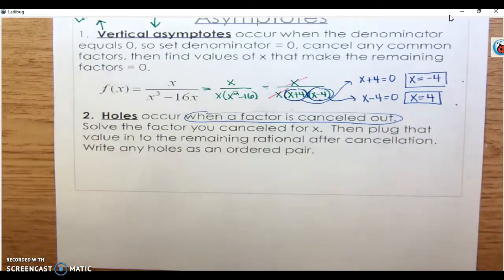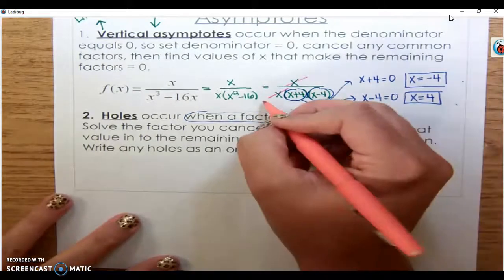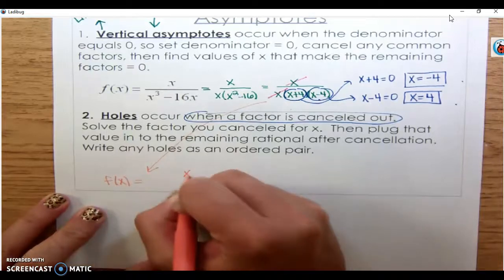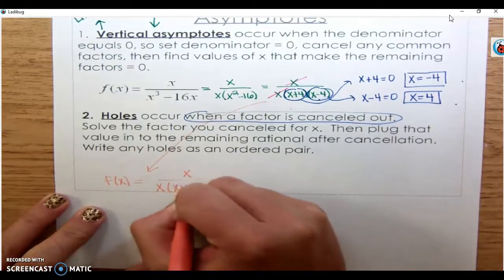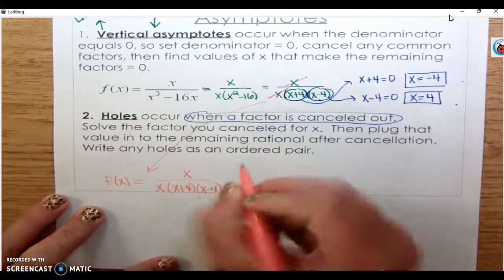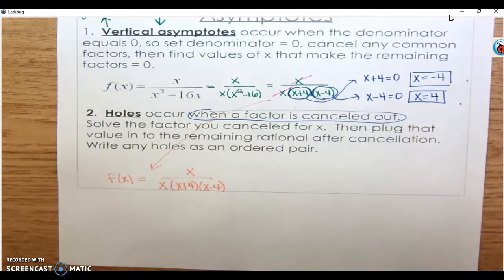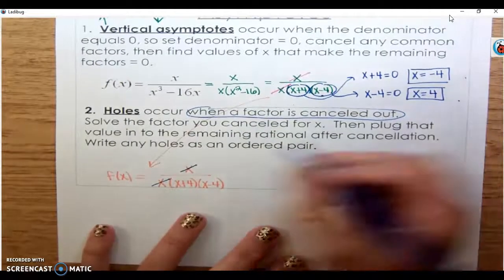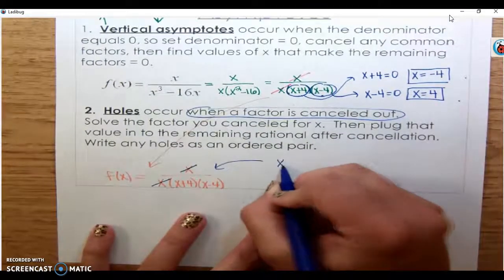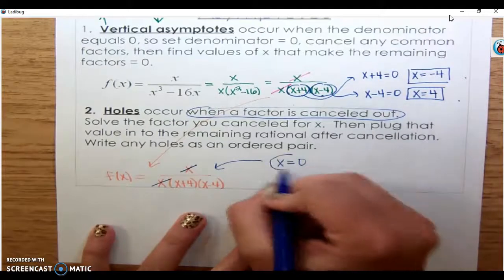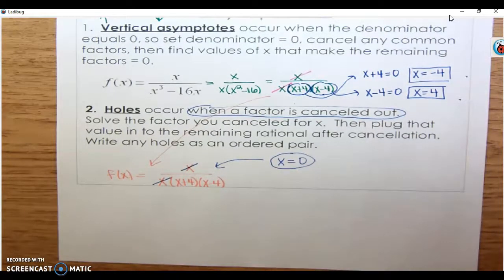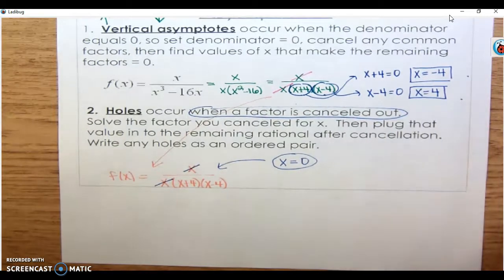So we're going to take the same f of x that we have here. We've already factored it. I'm just going to write this down here so you can see. We have x over x. So we canceled out the x's. Okay. So to get the holes, you care about what you canceled out. Because we canceled out x, we're going to set x equal to 0. Well, there's that part. Now, a hole in a graph is an ordered pair, so we need to get the actual ordered pair of the hole.